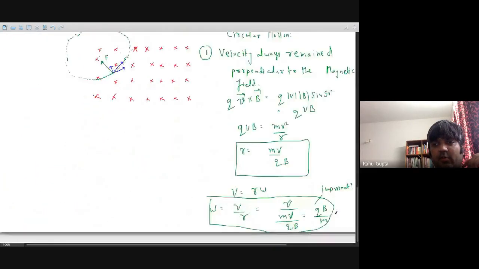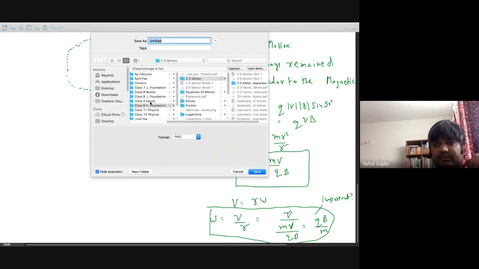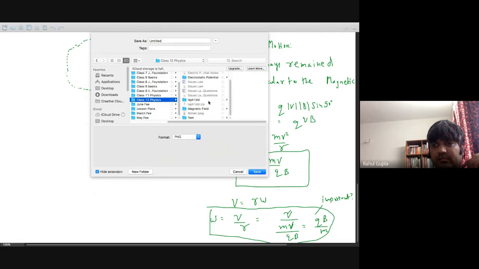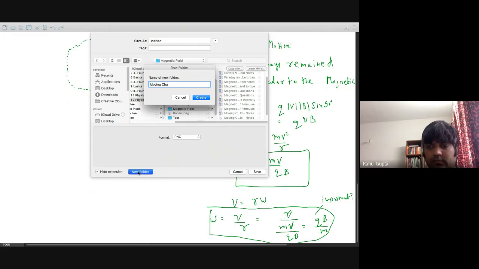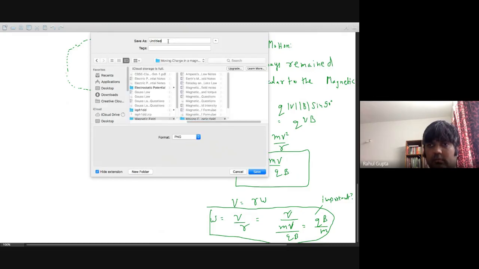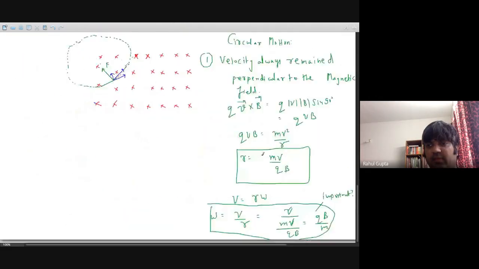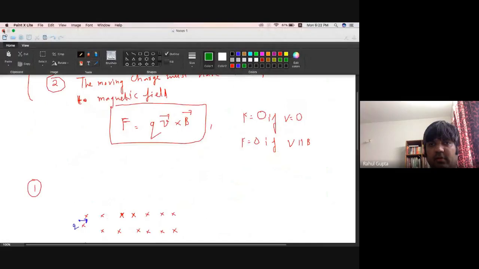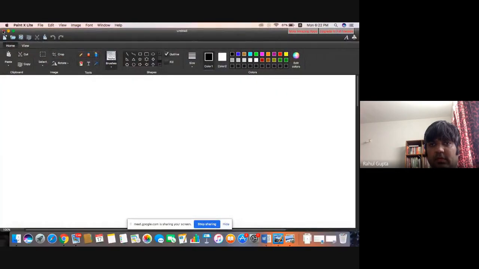So is this good so far? If this is good, I am saving this as notes and opening a fresh board so that we are able to refer to it if and when required. I'm saving this, I'm not losing it. Okay, so I will come to the fresh board now. Let me make a bigger board.